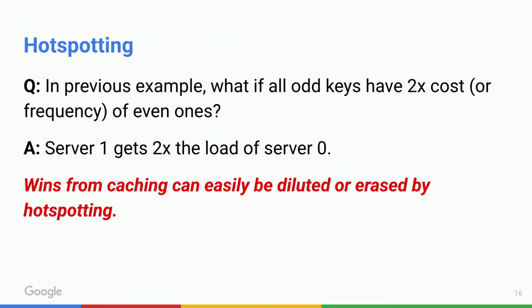All right. But now, where's the rub? It's here, hotspotting. So in the previous example, we're sending all the odd keys here and all the even keys here. What if all the odd keys have twice the cost? Or what if there's twice as many queries that have odd keys? Now all of a sudden your odd server is going to melt down. So the lesson there is that the wins from caching can easily be wiped out if you don't load balance in a smart way. And so this really captures the difficulty that we're trying to address. Everything clear so far?